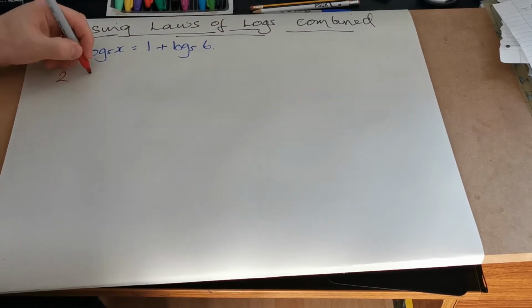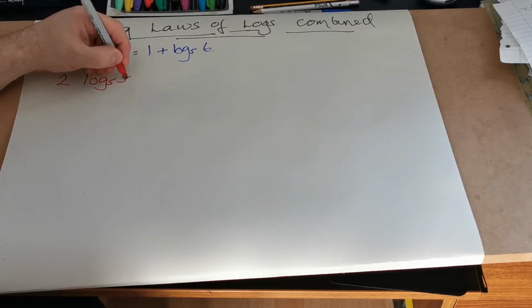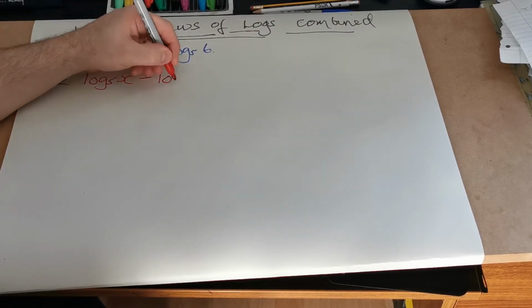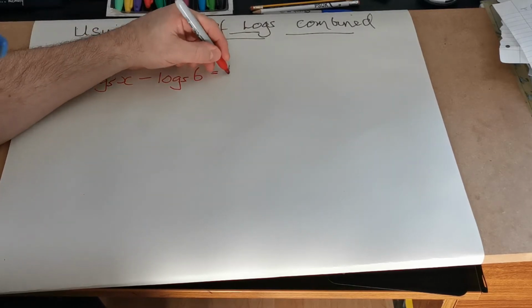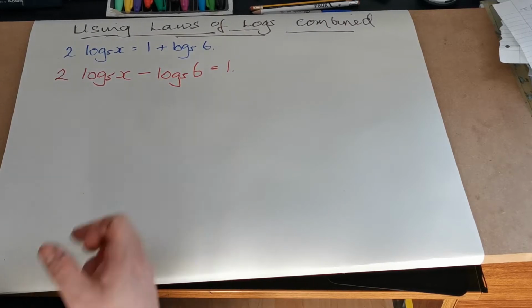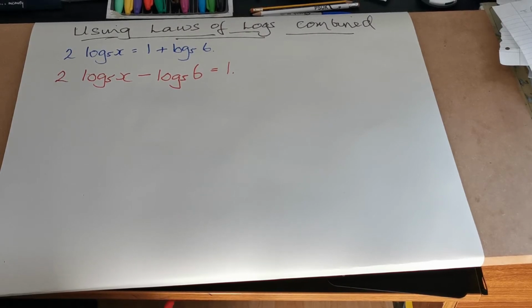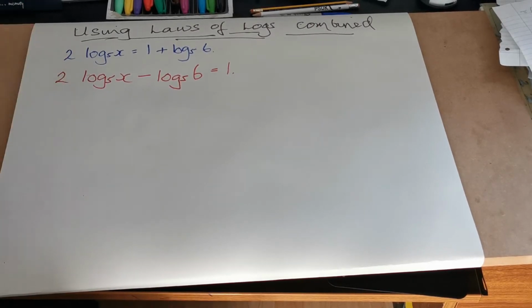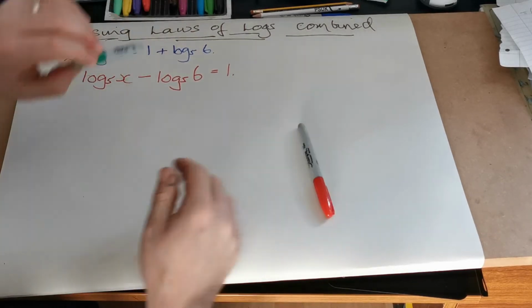So 2 log 5x minus log 5 6 is equal to 1. And you would think, okay, I can use that subtraction rule there, but you can't yet, and it's because of this 2. So what we have to do is use the power law of logs.